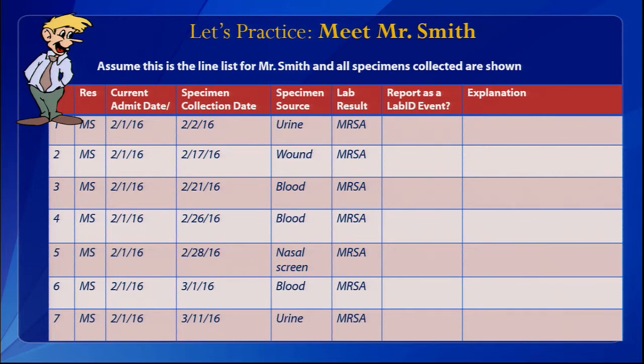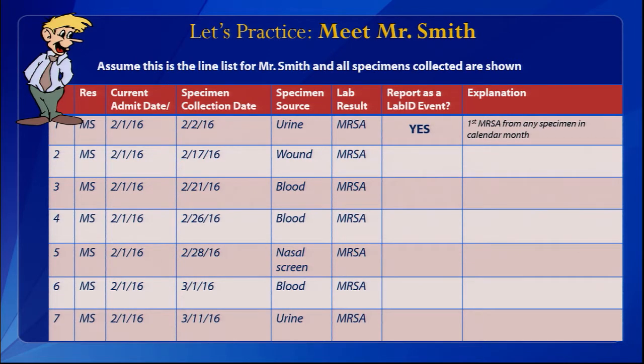So he was admitted, our current admission date for Mr. Smith is 2/1/16 for all of these. So the specimen collected on 2/2 is a urine specimen with MRSA. Should we report this as a lab ID event? Yes. And the reason is this is his first MRSA from any specimen source for this calendar month.